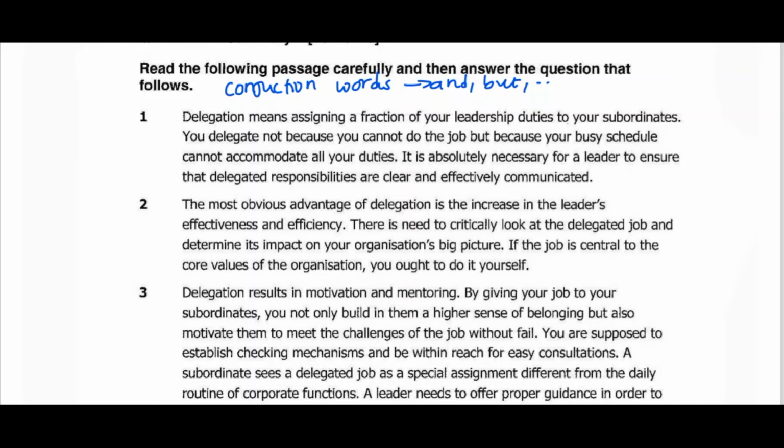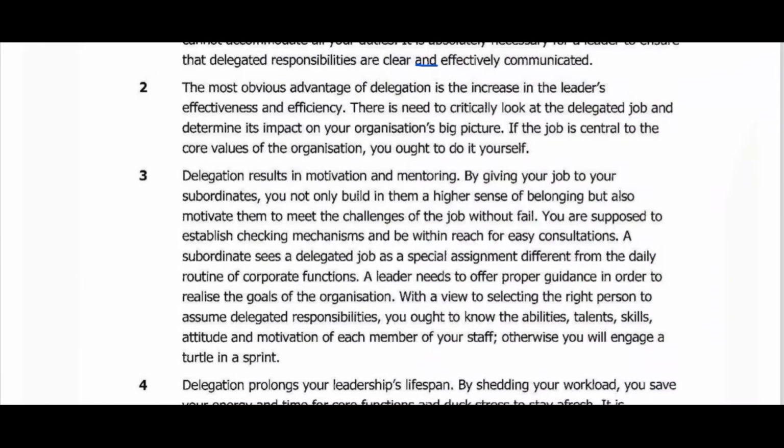Delegation means assigning a fraction of your leadership duties to your subordinates. You delegate not because you cannot do the job, but because your busy schedule cannot accommodate all your duties. It is absolutely necessary for a leader to ensure that delegated responsibilities are clear and effectively communicated. So this is our first point here. We go to paragraph 2.